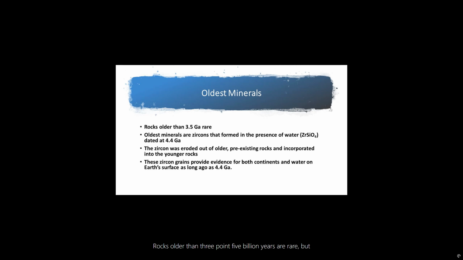Rocks older than 3.5 billion years are rare, but they do exist. The oldest minerals found to date are zircons that formed in the presence of water 4.4 billion years ago. The zircons were eroded out of older pre-existing rocks and incorporated into younger rocks. So these zircon grains provide evidence for both continents and water on Earth's surface as long as 4.4 billion years ago, just 200 million years after Earth formed.